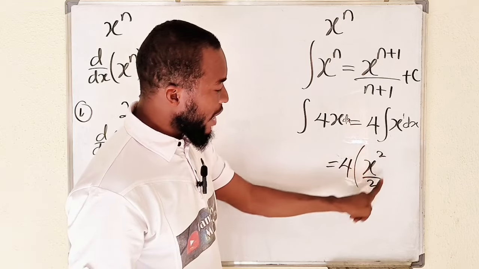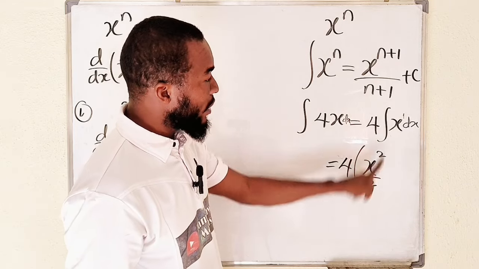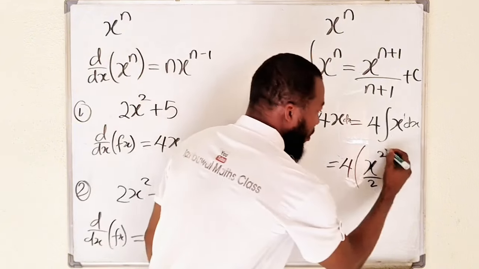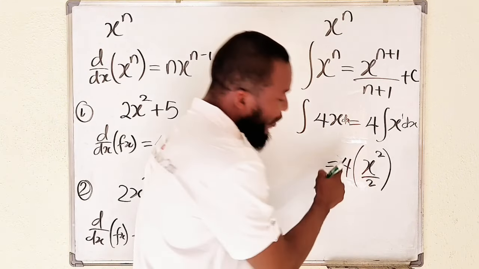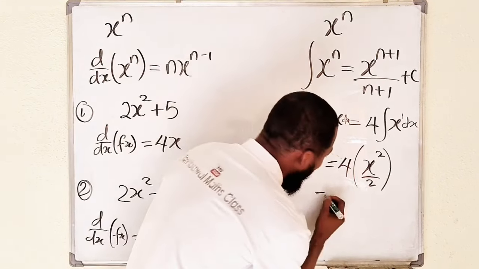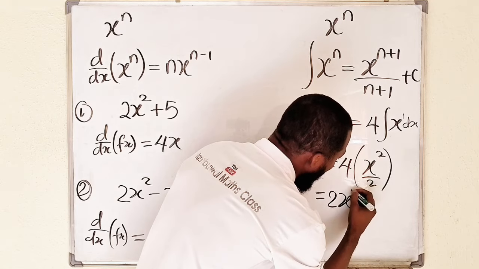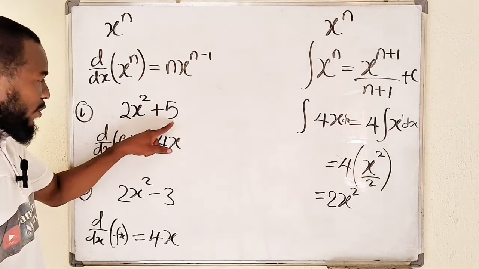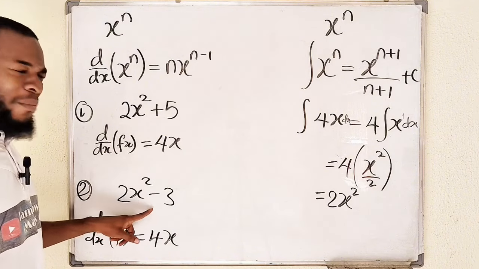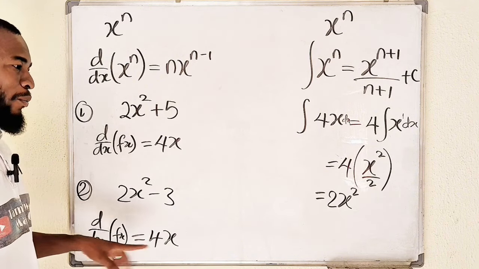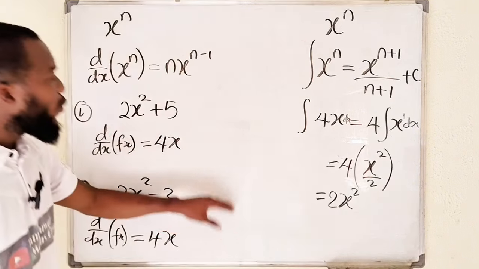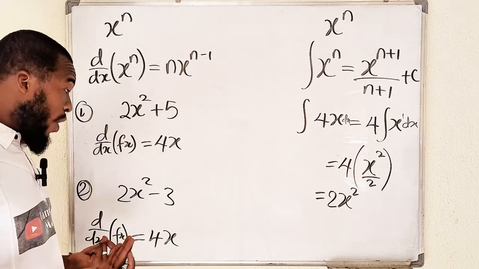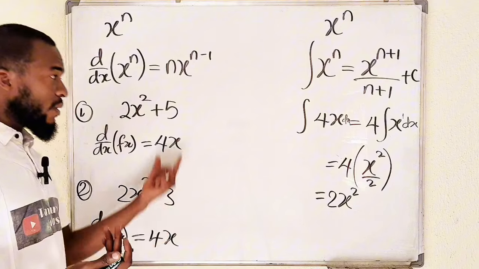Because whatever you have here, it will be the same thing. You will divide with n plus 1, which is 2. All right. 2 can divide 4 exactly 2 times. So this is what? 2x squared. But this is 2x squared plus 5, and this is 2x squared minus 3. But this is not giving us what we have initially.